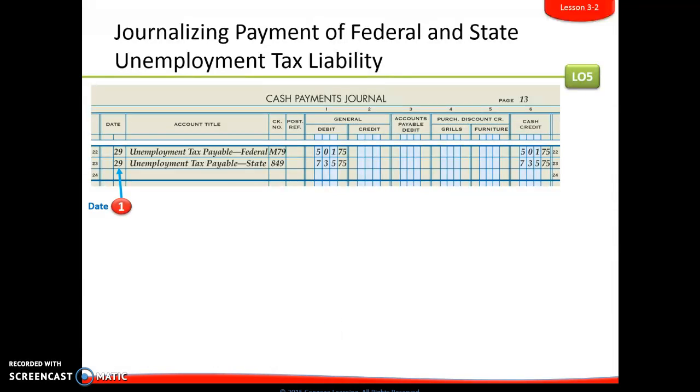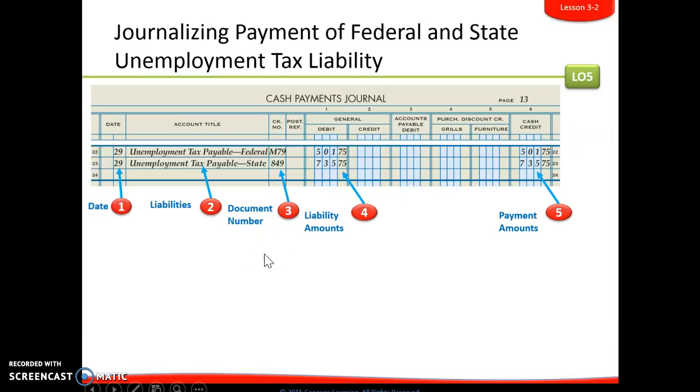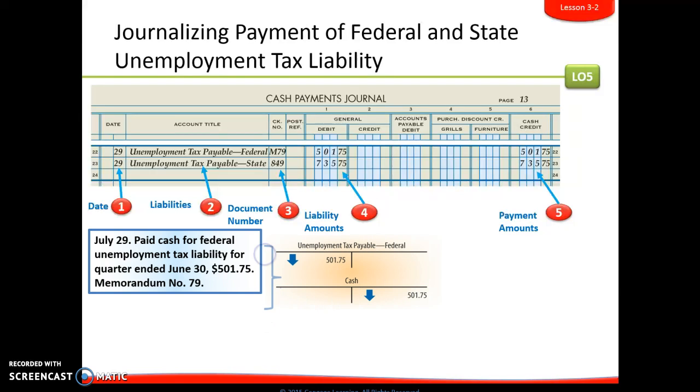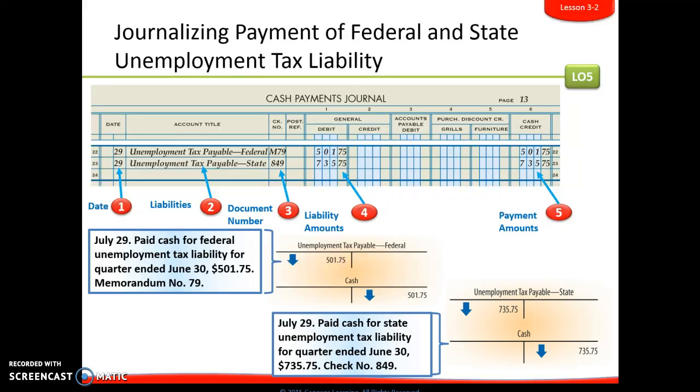Okay, we're also going to journalize the payment of federal and state unemployment tax liability. So this is going to be done separately. We're not going to do this in one transaction. We're going to have two separate. So we're going to credit cash because we're paying, and we're going to debit unemployment tax payable federal. And then we'll do that again, but this time for state. So we'll credit cash and then debit unemployment tax payable state. So they're just showing us the T accounts and what the transaction looks like.